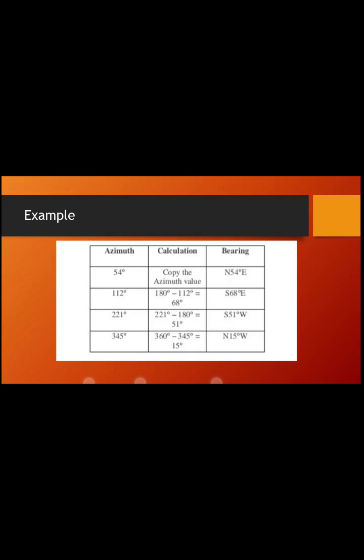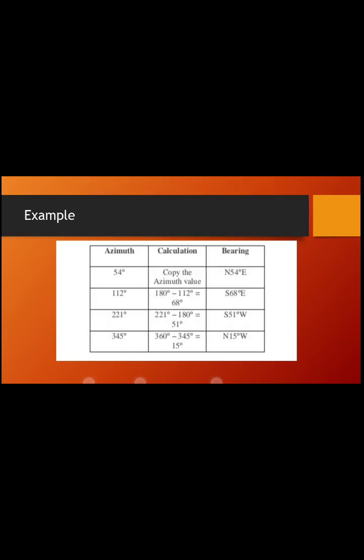So we have an example. From azimuth 54 degrees, in calculation, copy the azimuth value, and in bearing it will become north 54 degrees east. From azimuth 112 degrees, in calculation, 180 degrees minus 112 degrees is equal to 68 degrees. So in bearing it will become southeast 68 degrees.